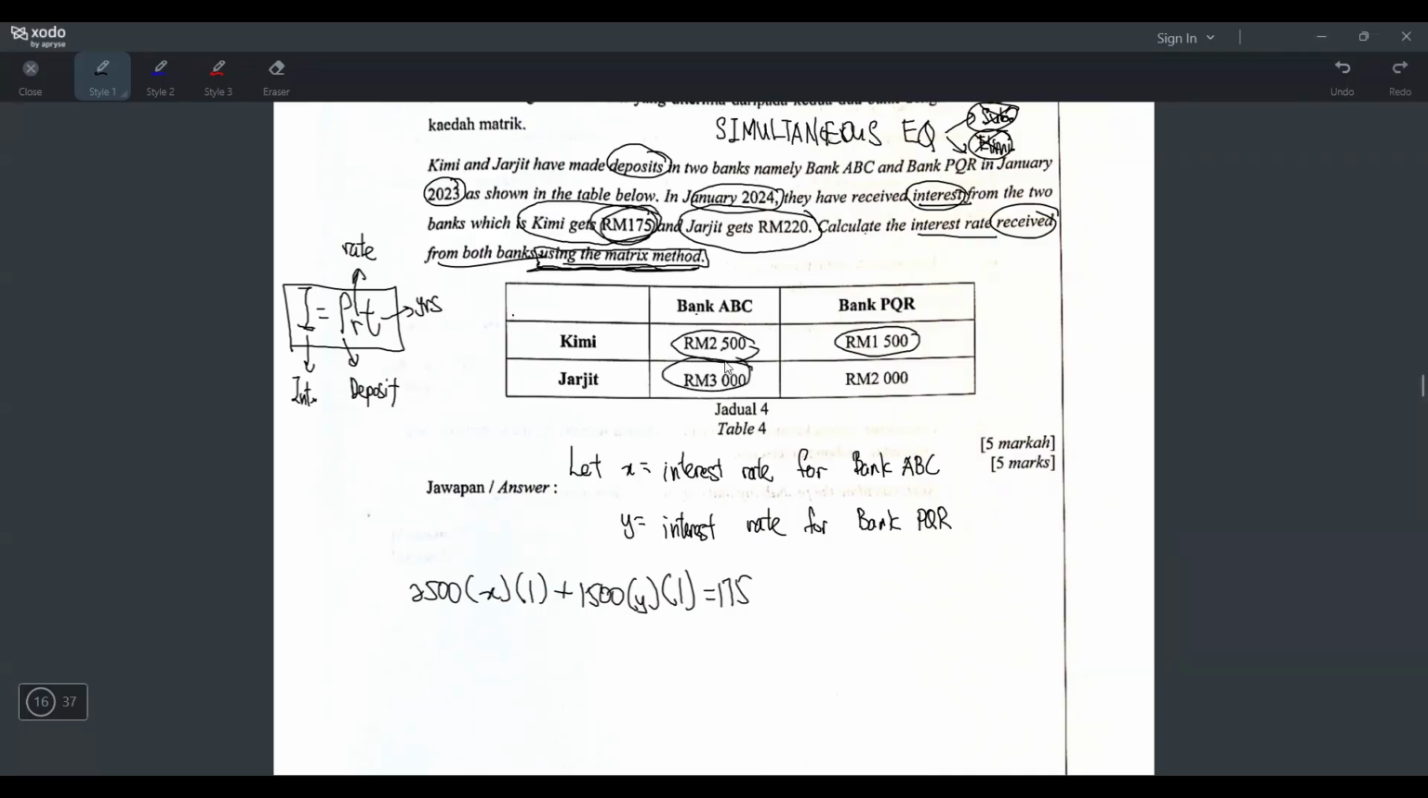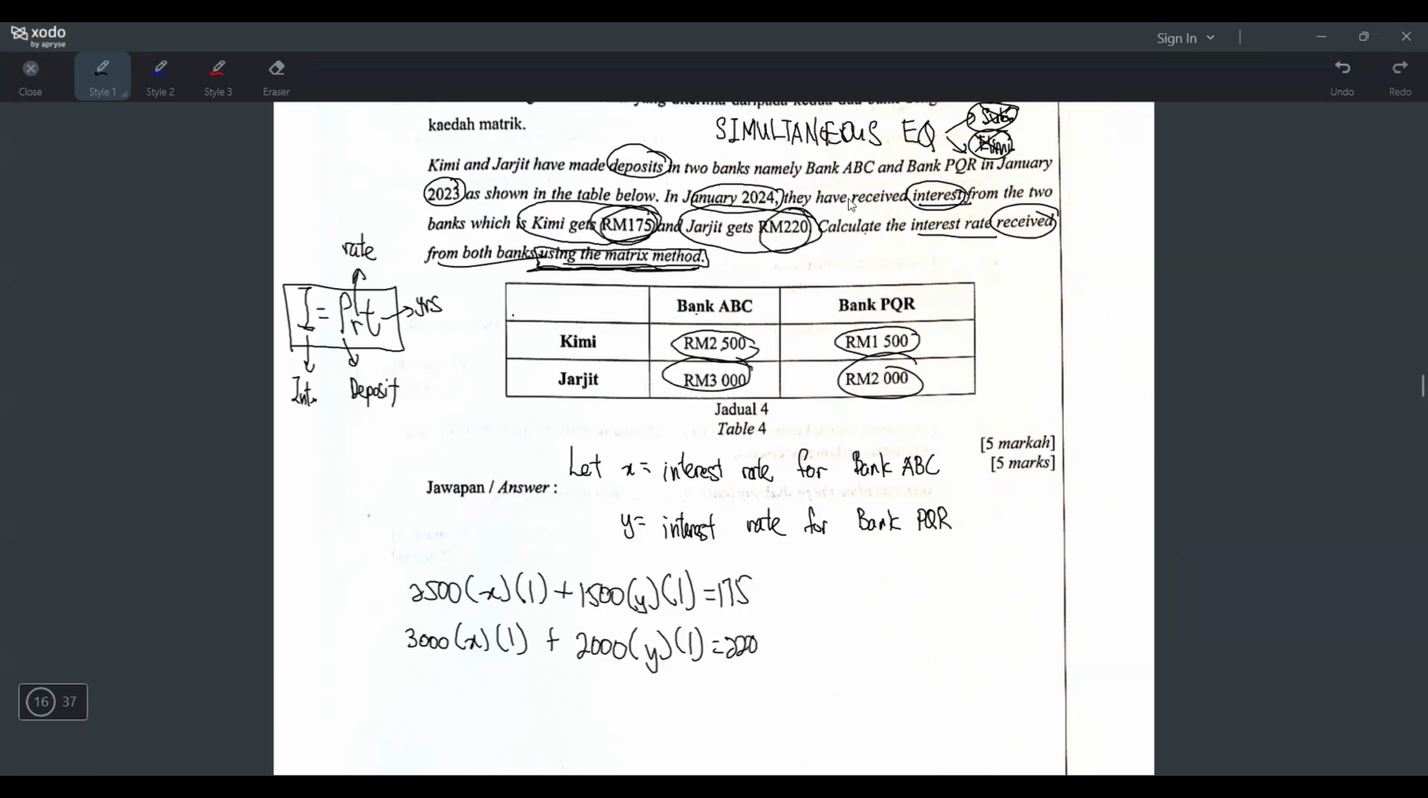What about the other equation? Let's look at Jarjit. Jarjit saved 3,000 in bank ABC, so the interest will be 3,000 times the rate for bank ABC, which is X, times 1 year. And then he also saved 2,000 in bank PQR. The interest will be 2,000 times the rate for bank PQR, which is Y, and then times 1. And the total interest he got is 220, right?